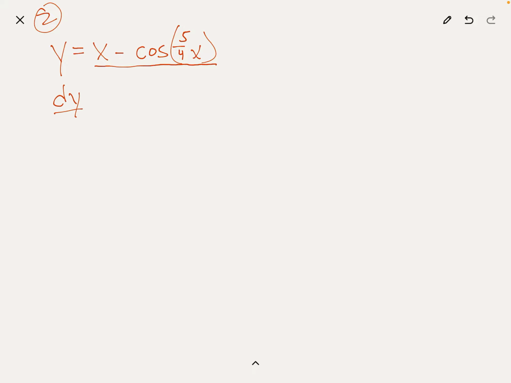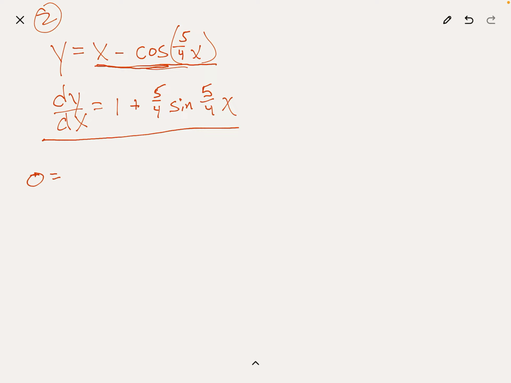It's just dy/dx, and I'm going to skip the intermediate steps to find dy/dx. I think by now you can figure out it's 1 plus 5/4 sine 5/4 x. So that's the slope. Then the question is, where does the slope achieve a maximum value, if it does achieve a maximum value? Well, that's going to be when the second derivative equals 0.